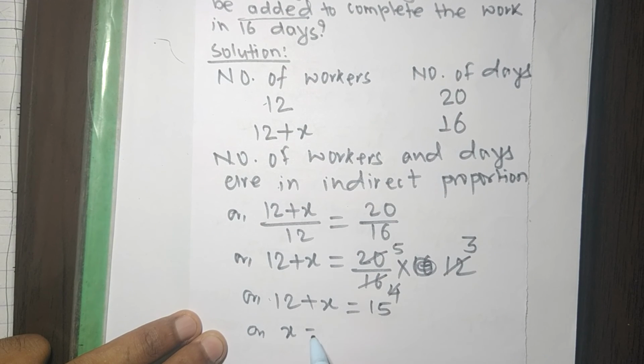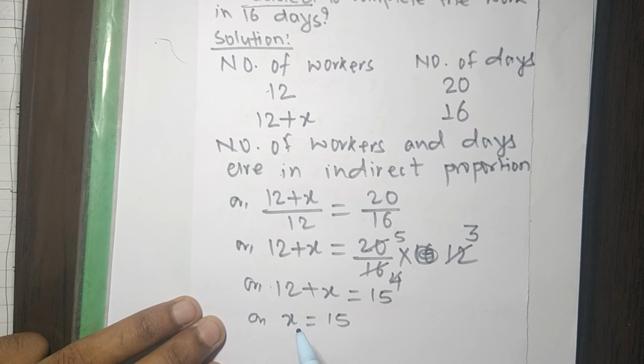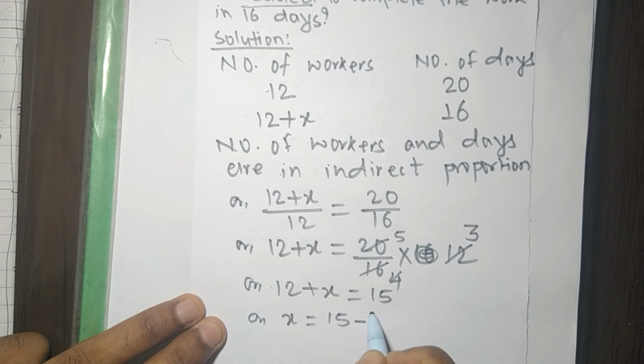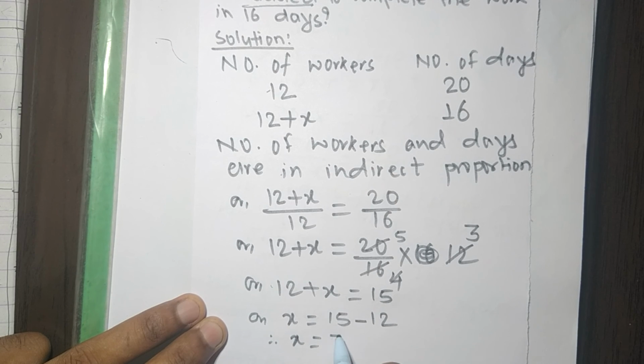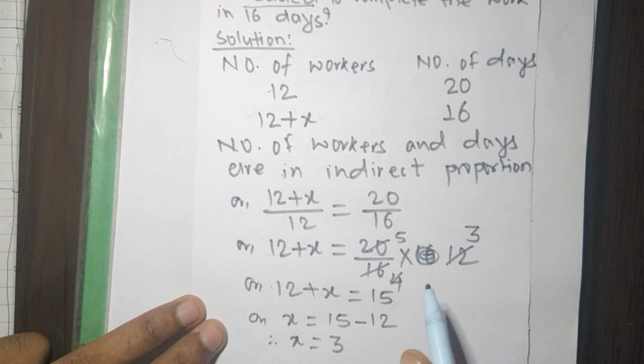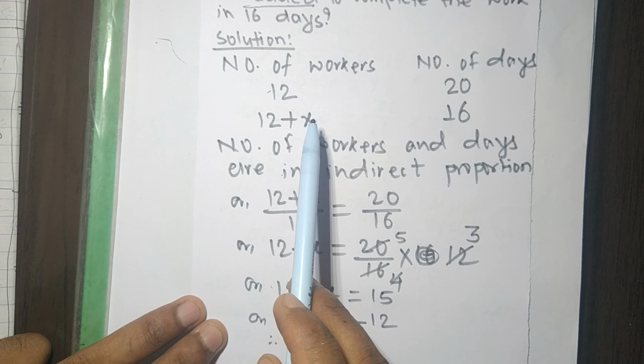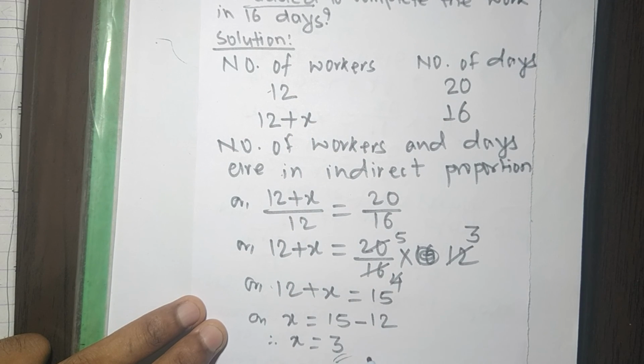So x is equal to this 15, this 12 in plus, move to the opposite side, it becomes minus 12. So x is equal to 3. So the number of workers that should be added here is 3.